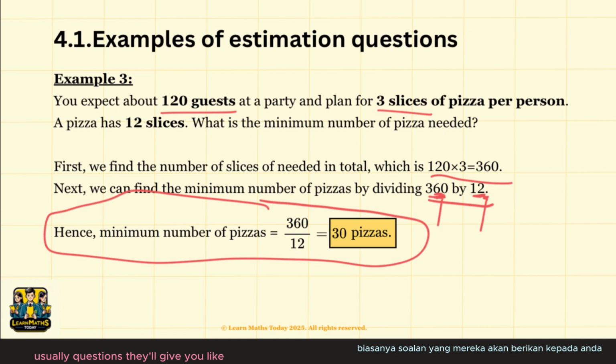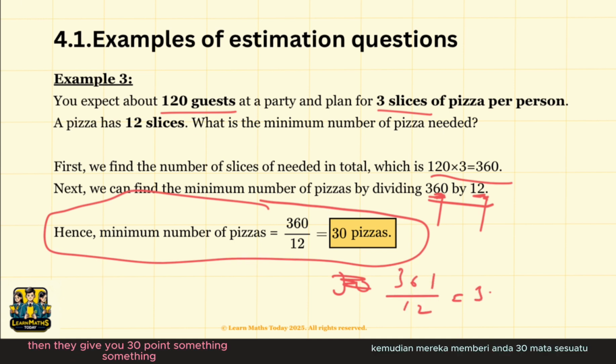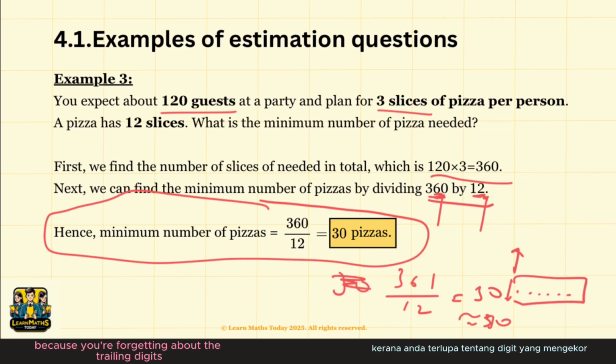Usually in questions, they'll give you ugly numbers, like maybe this one will give you 30 point something something something. Remember that for these questions you have to round upwards, because if you round it downwards to 30, that means one person won't have 3 slices, because you're forgetting about the trailing digits. Therefore, you have to round it to 31 to account for everyone, even though there'll be excess.